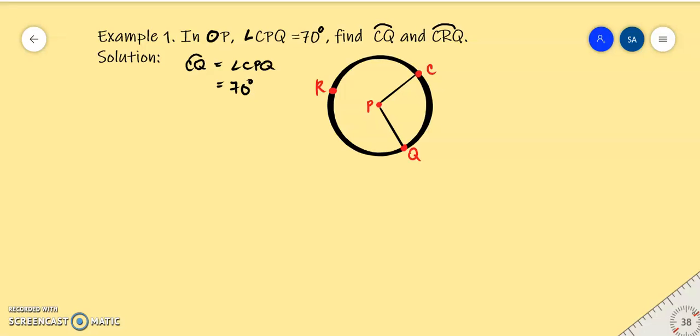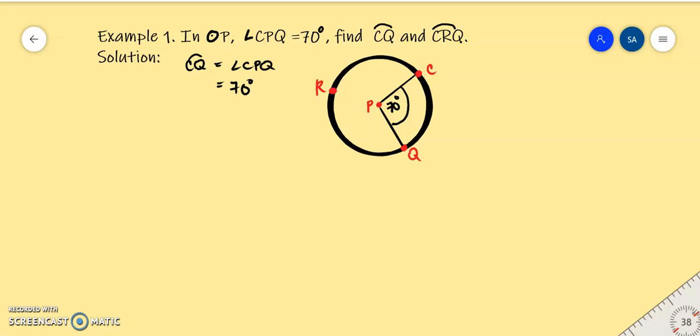Sabi niya dito CPQ. So our CPQ here is point C, P, and Q. So the angle formed by line segment PC and line segment PQ. This angle here is 70 degrees. Sa ibang illustration, yung degree measure nilalagay nila sa loob. Lagay natin sa loob. So this angle right here is equivalent to 70 degrees.